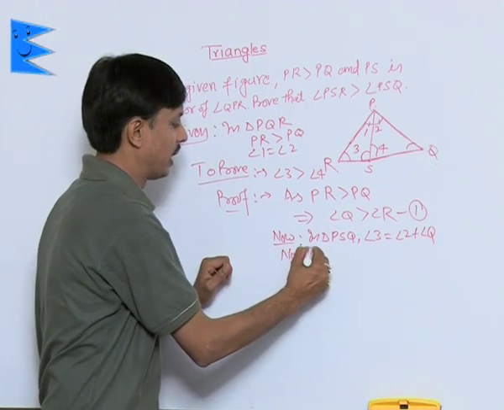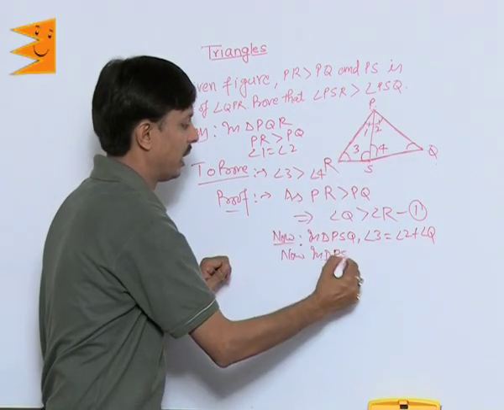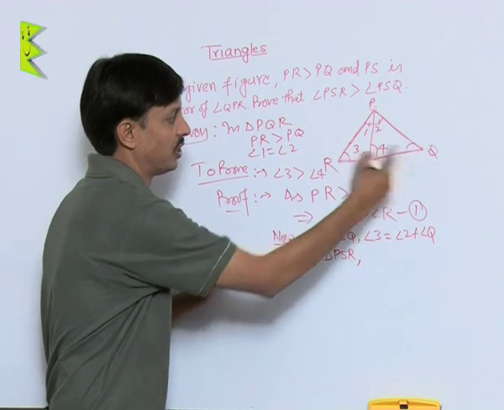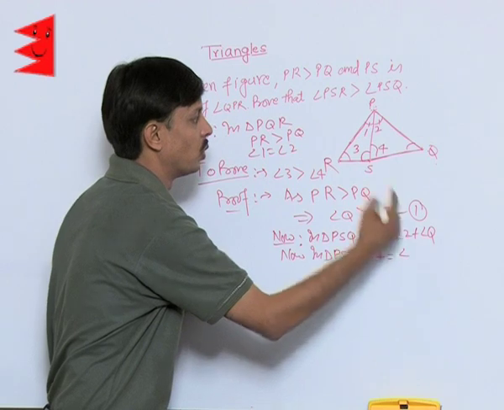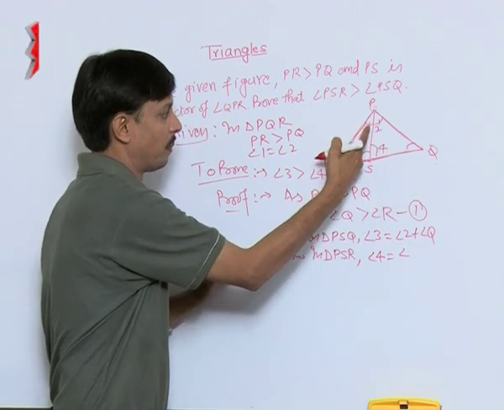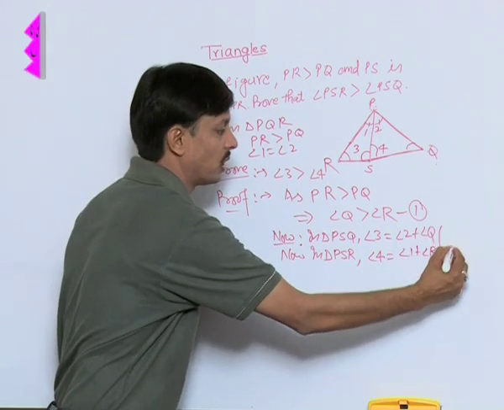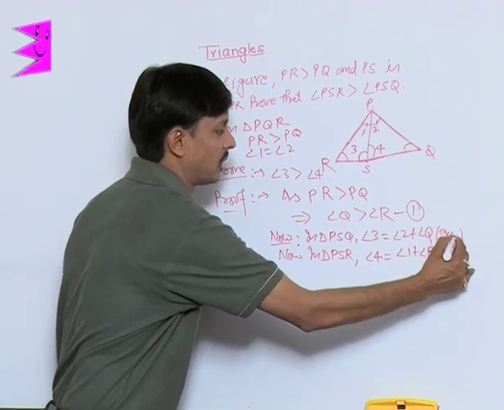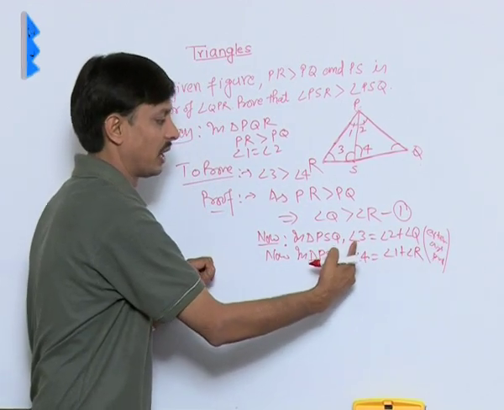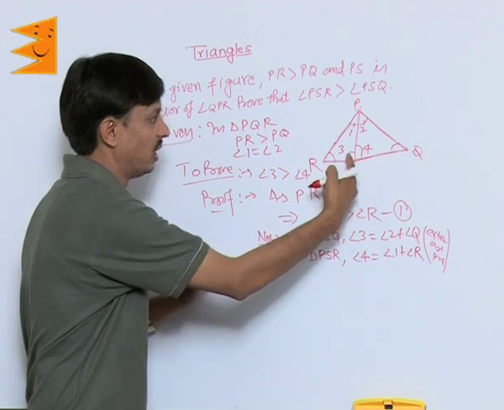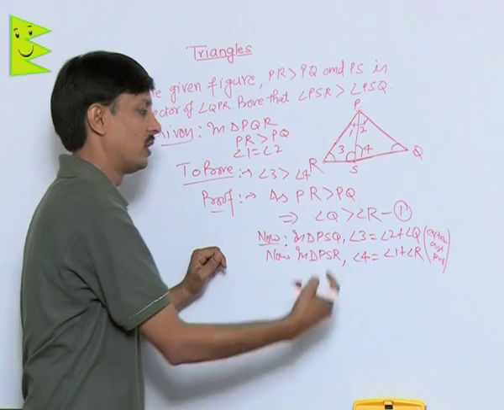Now I am taking another triangle, which one? PSR. In triangle PSR, 4 is the exterior angle as side RS is extended. So angle 4 is equal to 1 plus R. The reason for both is the same, that is the exterior angle property: the exterior angle is equal to the sum of two opposite interiors. 3 is the exterior for 2 and Q, 4 is the exterior for 1 and R.